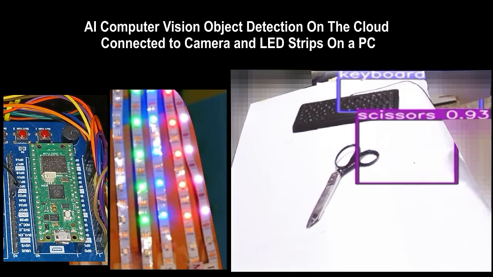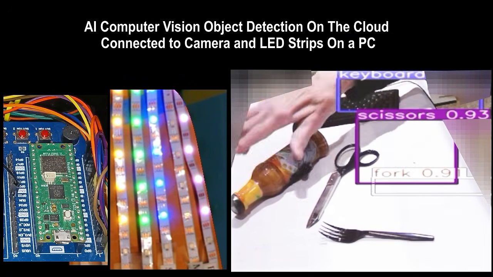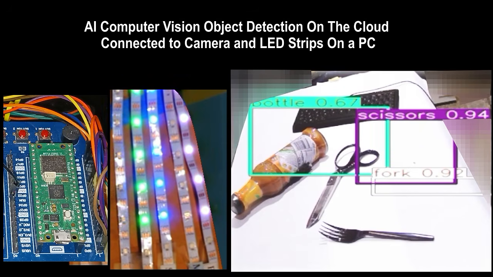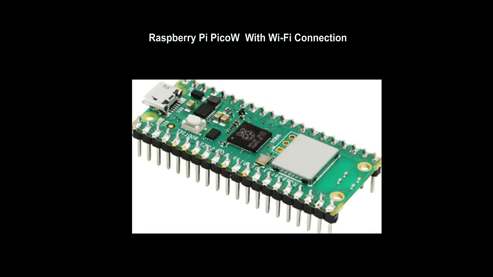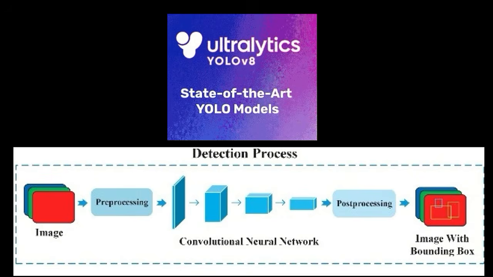This project used cloud-based AI computer vision software on Google Colab that was connected to my PC hardware. I use a Raspberry Pi Pico W on my PC with a Wi-Fi connection to link it to Google Colab on the cloud through a browser. Object detection and recognition were performed with YOLO software on Colab.